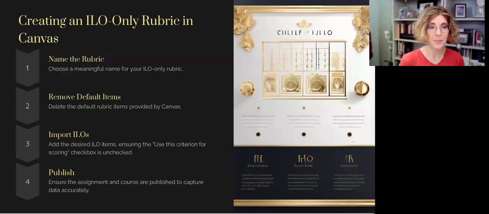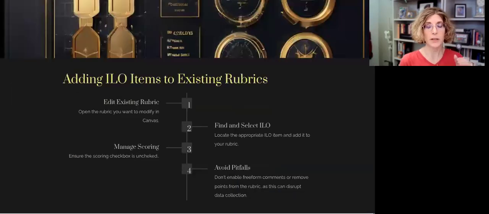The next step is, well, you can do a couple different things. There are a few different slides in here where I'm going to show you one particular way. You have to have a rubric. You can either create a rubric that only has the ILO item in it. You can also create a rubric that you're using for grading that you add the item to. You can do this in discussions. You can do this in quizzes. You can do it in regular assignments. So there are lots of different opportunities.